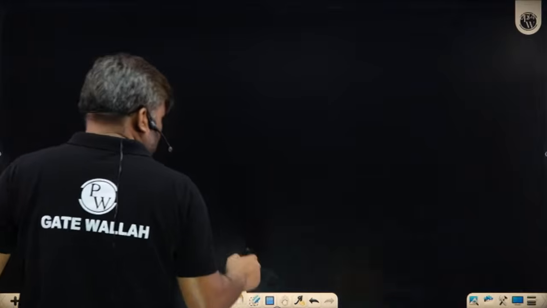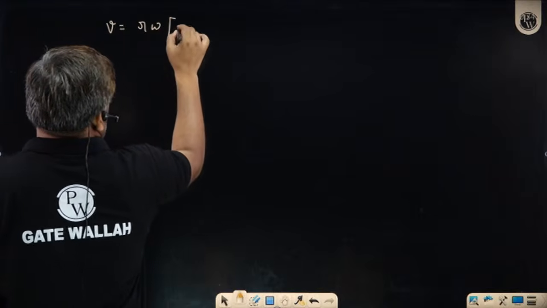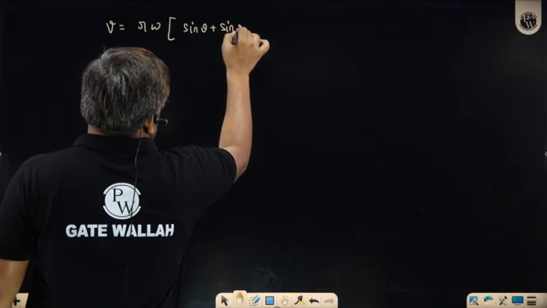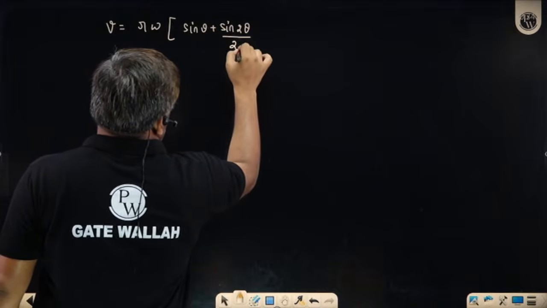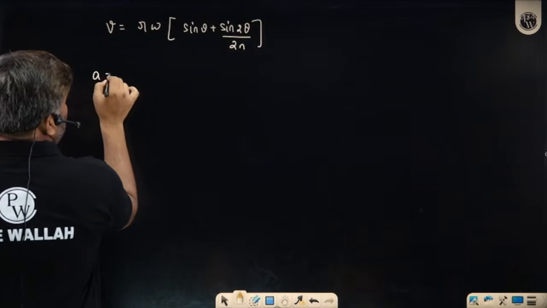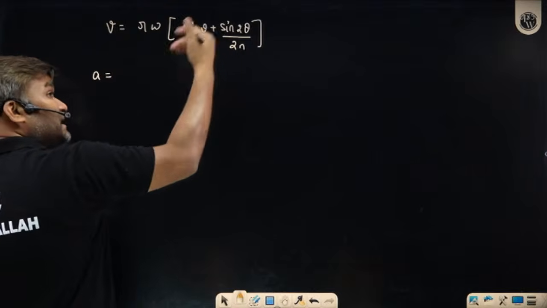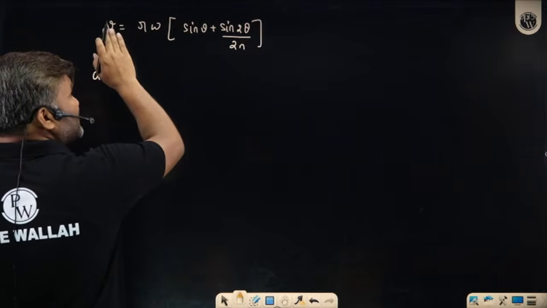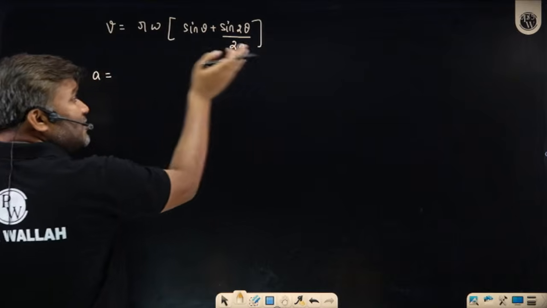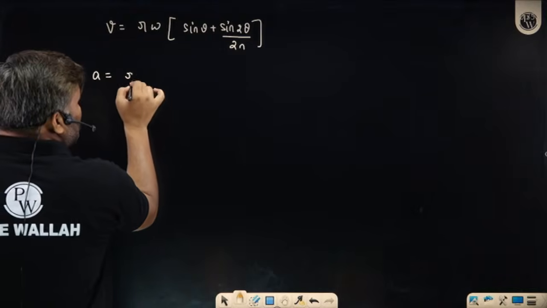Sir, we have the velocity formula. V is equal to r omega into sin theta plus sin 2 theta by 2n. This is the velocity formula. Acceleration kya ho jayega? Sir, acceleration is dv by dt, but velocity is not a function of time. It is a function of theta. Theta is a function of time. So what I'll do is dv by d theta into d theta by dt. D theta by dt is omega. Another omega comes into the picture. So we already have omega, another omega comes. So it becomes r omega square.